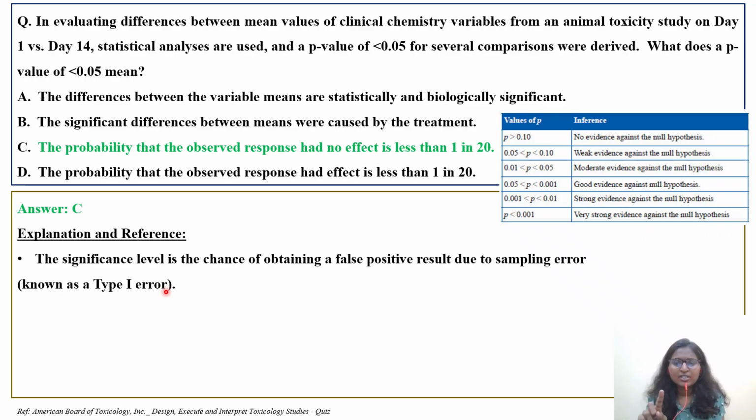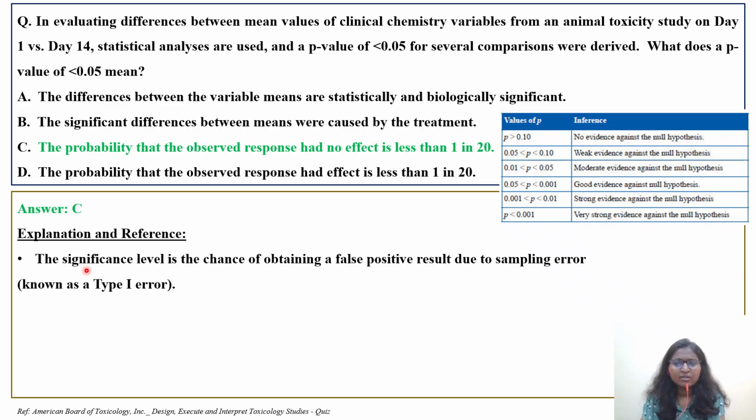In statistics, you have type 1 error and type 2 error. So go back and try to read what type 1 error is, what type 2 error is, and what examples come under type 1 error and type 2 error. In this case, the level of significance p is less than 0.05. In this case, this is something called sampling error.